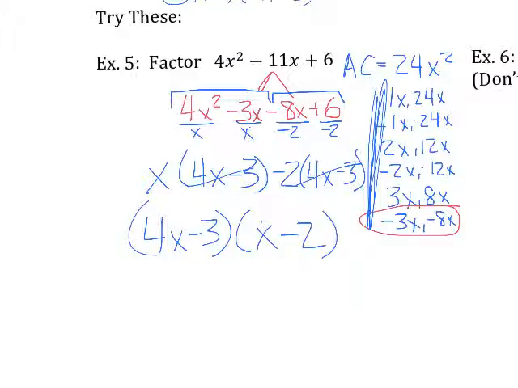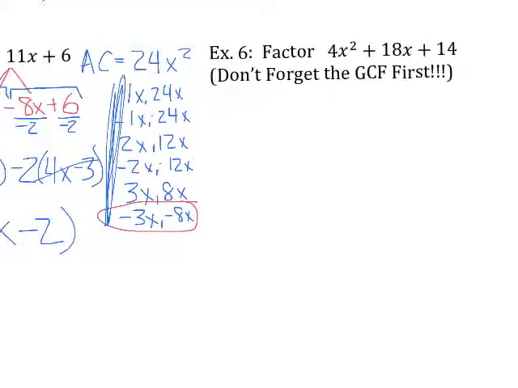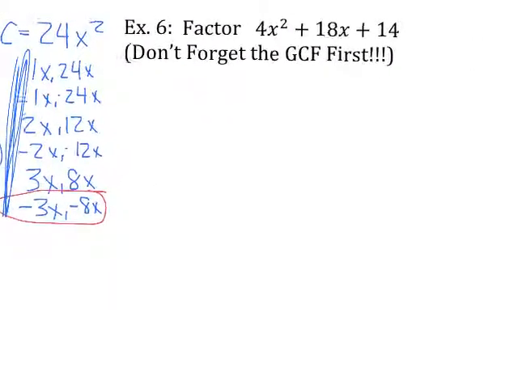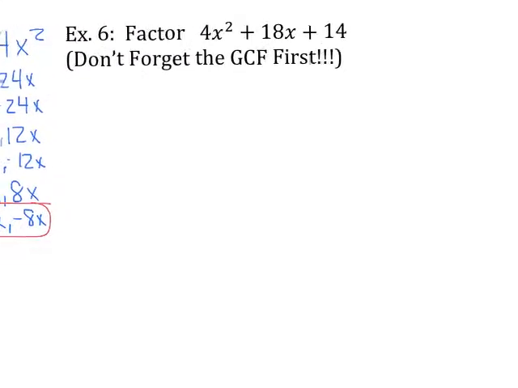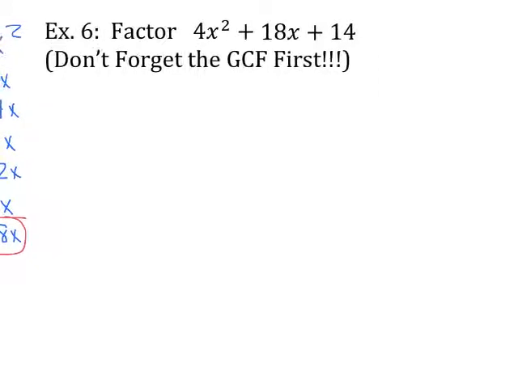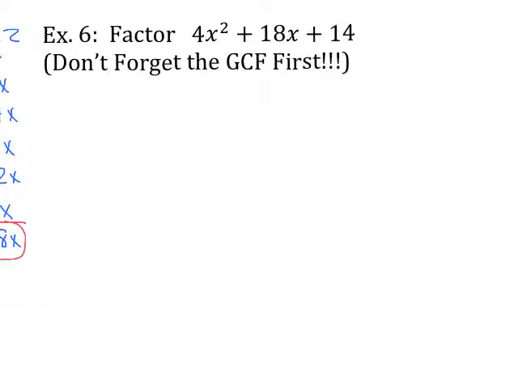Okay. So now go ahead and pause the video for example 6. Example 6 does have a GCF that you have to take out first, so be aware of that. Take the GCF out first, and then continue factoring using the AC method. And when you're ready for the answer, go ahead and play the video.